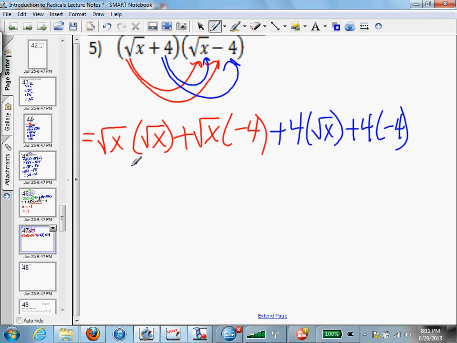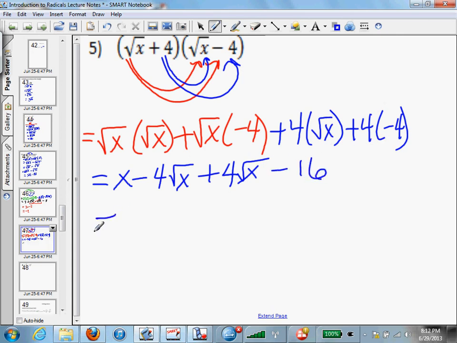Okay, if we were to bring these together, we'd have radical of x squared, or just leaving us with x. Over here, we're going to have a negative 4 times radical x. Over here with this piece, we're going to have a plus 4 radical x. And then finally, 4 times negative 4 will just give you negative 16. Simplifying this out even further, we'll see that these terms right here cancel out, leaving us just with x minus 16.